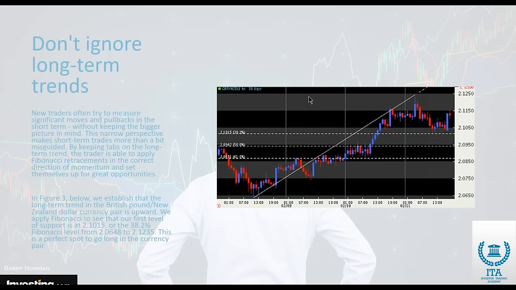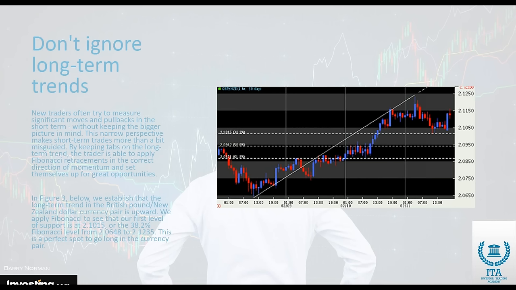So number one, don't ignore long-term trends. New traders often try to measure significant moves and pullbacks in the short term without keeping the bigger picture in mind. This narrow perspective makes short-term traders more than a bit misguided. By keeping tabs on the long-term trend, the trader is able to apply Fibonacci retracements in the correct direction of momentum and set themselves up for great opportunities.